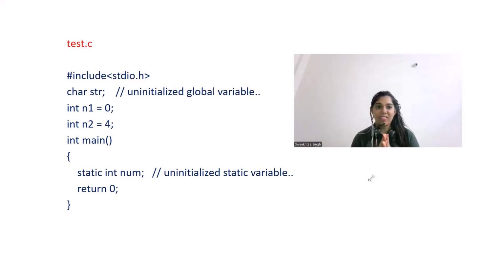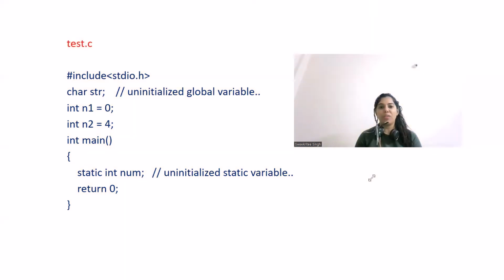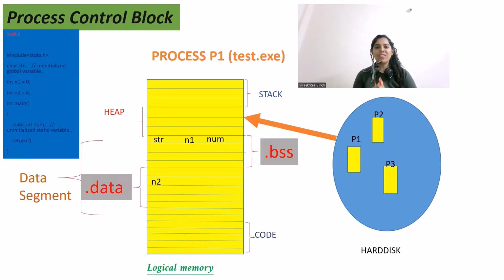Here, char str is an uninitialized global variable, int n1 is initialized to 0, and int n2 is initialized to 4, and one static variable num is again an uninitialized variable. So let's see where in the data segment these variables belong.